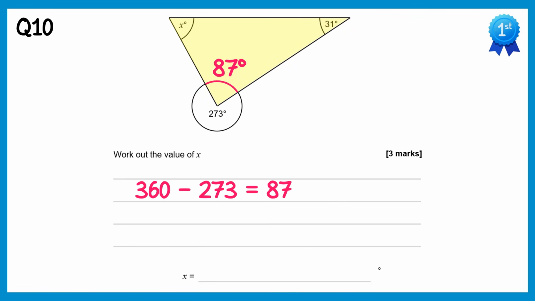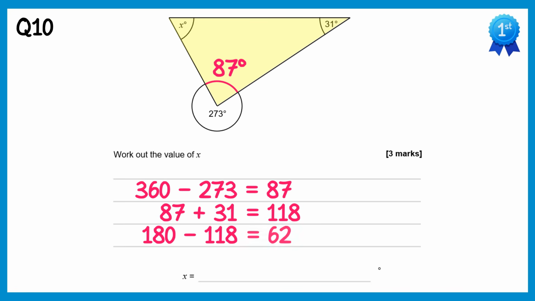Now if we focus on the triangle, you need to know that angles in a triangle add up to 180 degrees. So all 3 of those angles must make 180. Now we know two of them, we've got 87 and 31. So let's add those together, which gives you 118. And then if we subtract that away from 180, we'll find x. So 180 take away 118 gives you 62, which is the answer to the question.